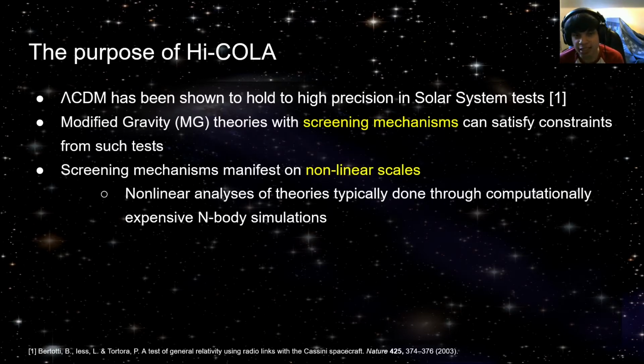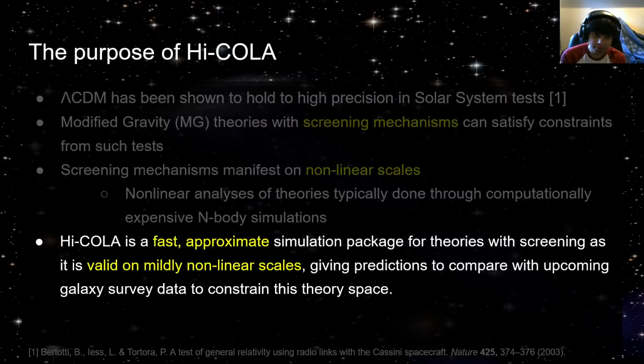And typically what this involves is a numerical study of your modified gravity theory, and this means having to go through and perform computationally expensive n-body simulations. So these are expensive temporally, they can take a long time to run, and the hardware to run them can also be expensive. And so HiCOLA is a fast approximate simulation package for theories of screening because it can provide results that are valid on mildly nonlinear scales.